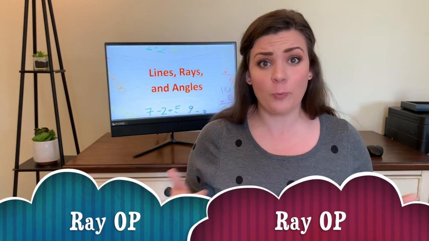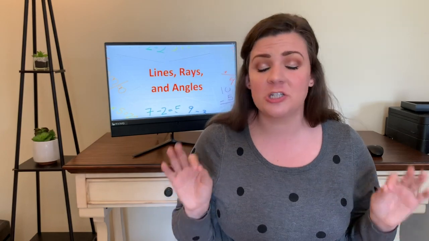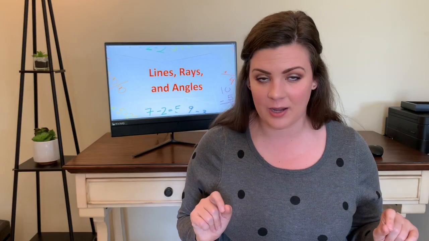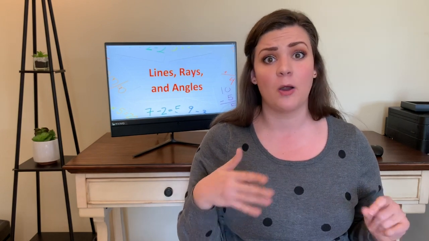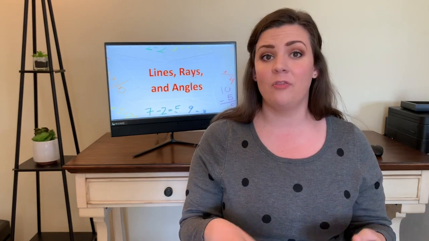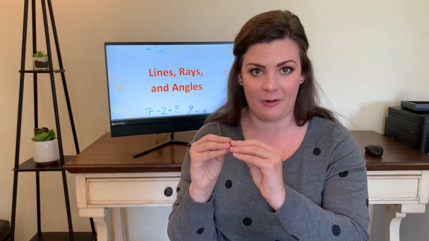Did you say Ray OP? Fantastic. If you said Ray PO, she is offended because you did not say her name in order. Remember, when naming a ray, you have to name her first name, Ray, then the letter above the endpoint, and then the letter above the arrow.